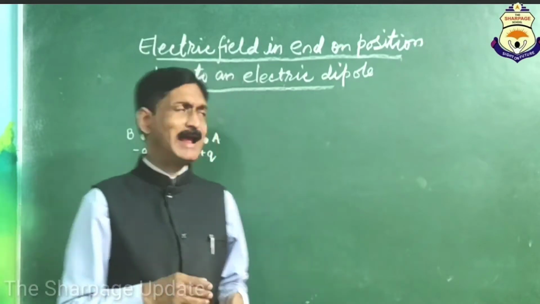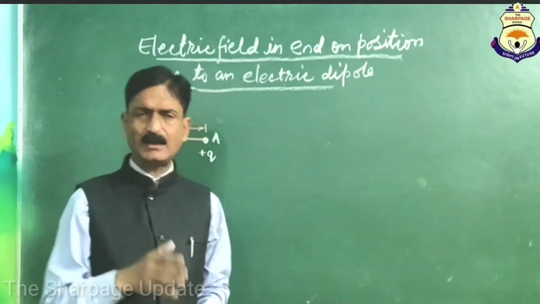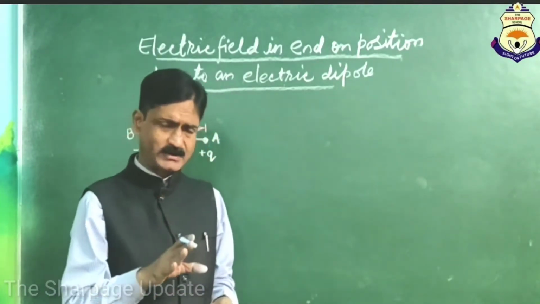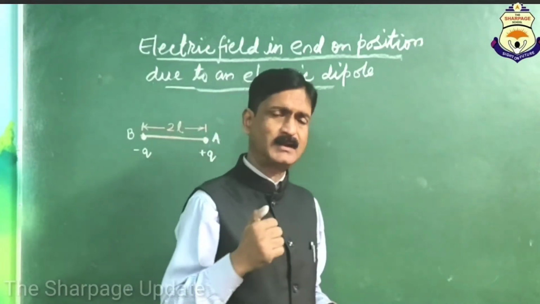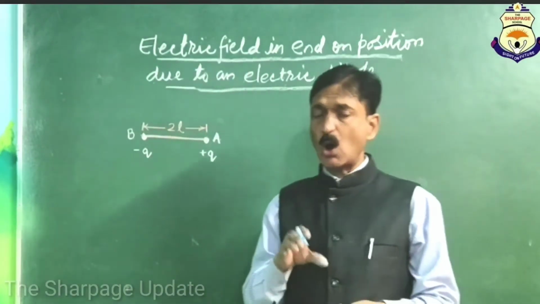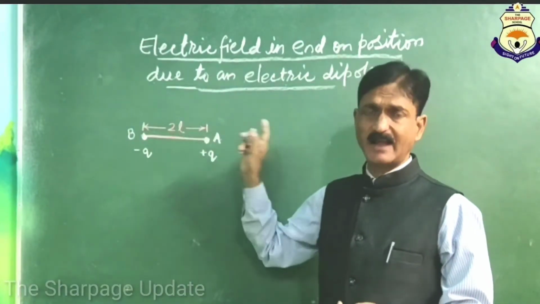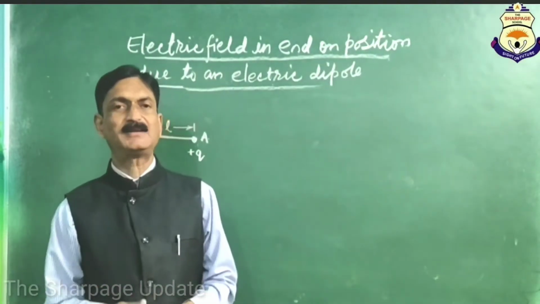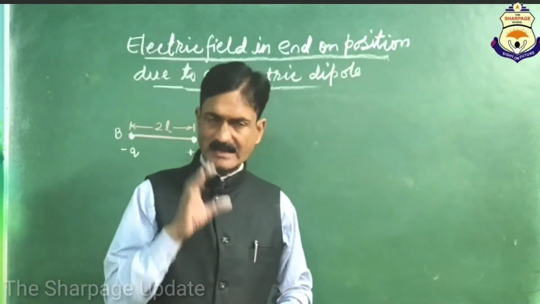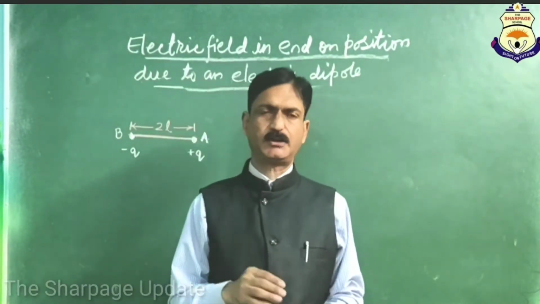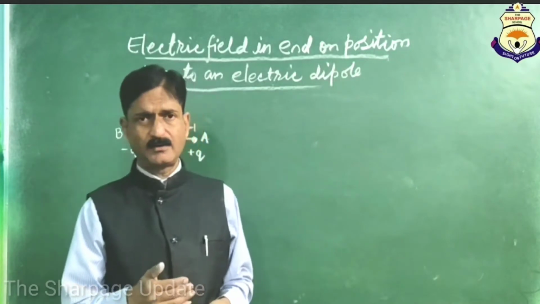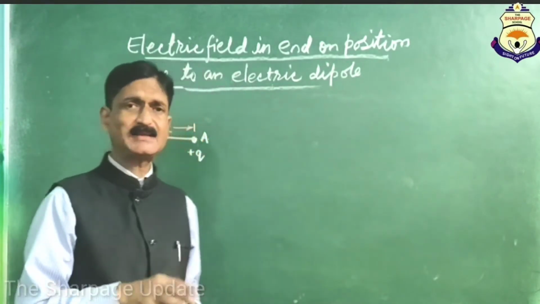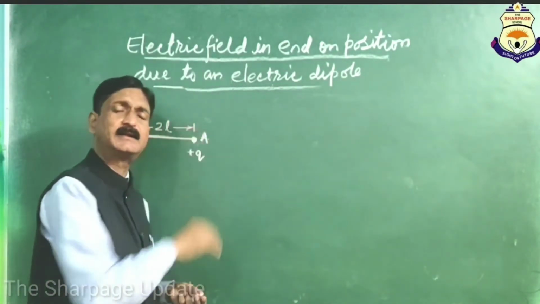Now friends, end-on position or axial position or longitudinal position means when a point where we have to determine the electric field intensity is on the axis of this electric dipole, it is known as the end-on position. The end-on position is the position of a point at which we have to find the electric field intensity is on the axis of this electric dipole.